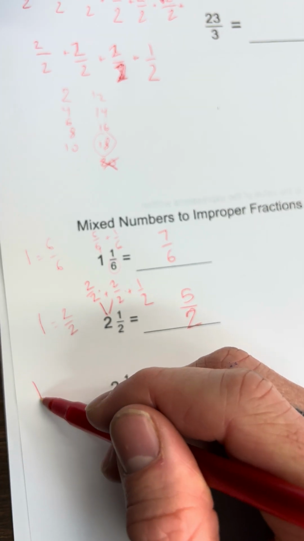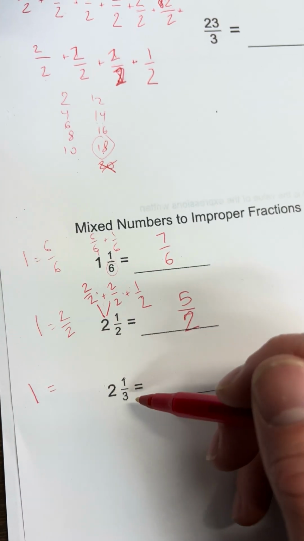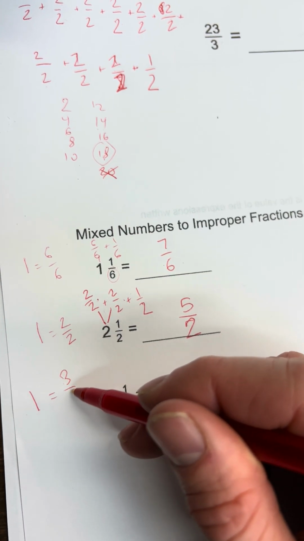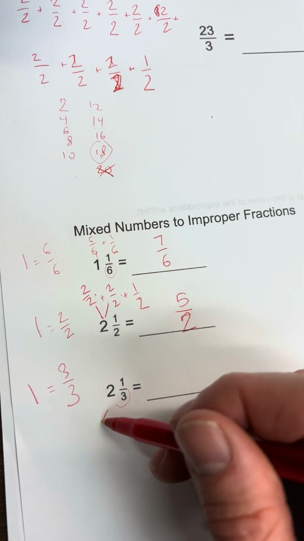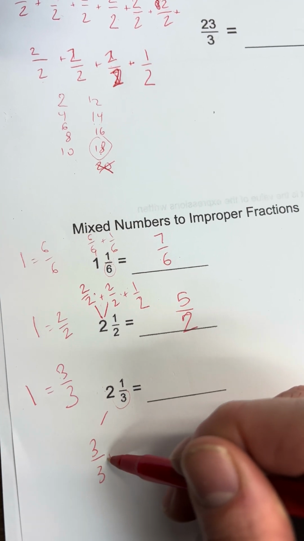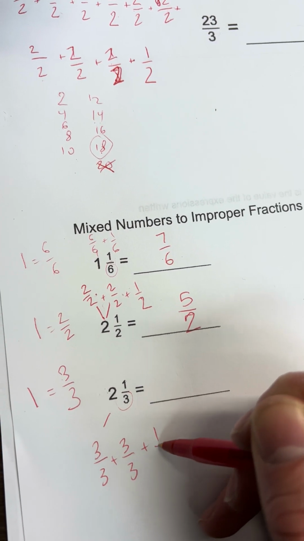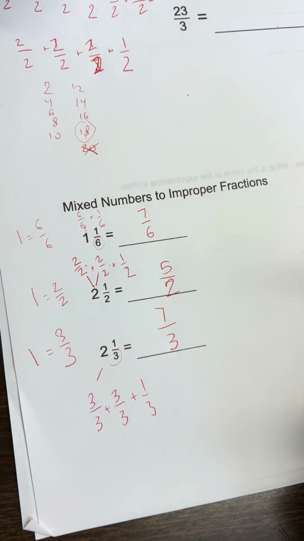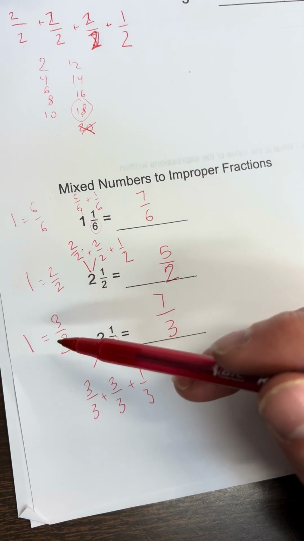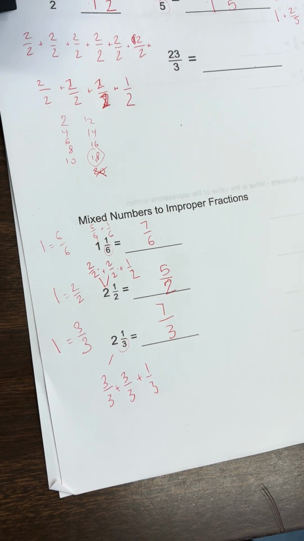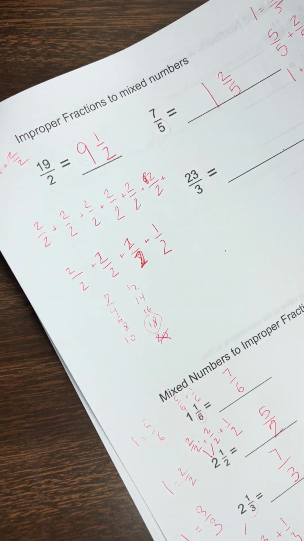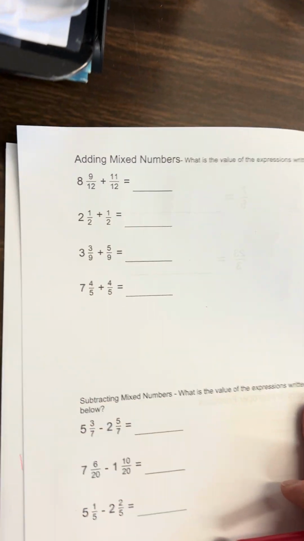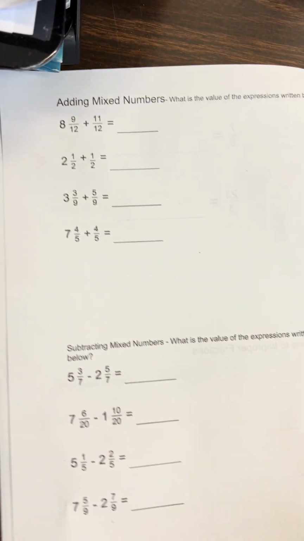In this example, 1 whole is equal to 3/3, so this is 3/3 plus 3/3 plus 1/3, or 7/3. This step makes this so easy. Please follow that step. All right, I'll do 2 of these and 2 of the subtraction in a new video.